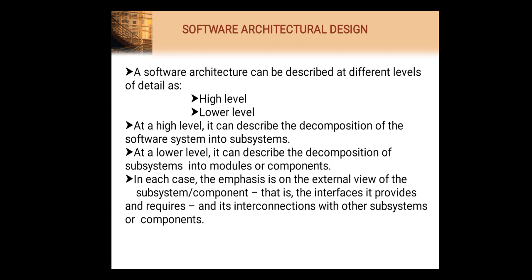Now the software architecture can be described at different levels, at a higher level or at a lower level. If we describe the software architecture at the higher level, we can describe the system with the help of the decomposition concept. That means at the highest level the architecture describes the system by decomposing the software system into subsystems. At a lower level it describes the different components of our system, such as modules and individual components.